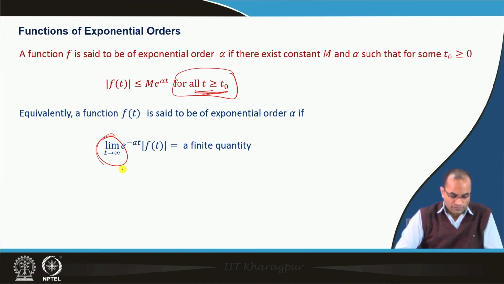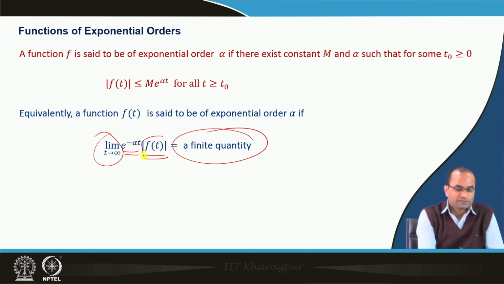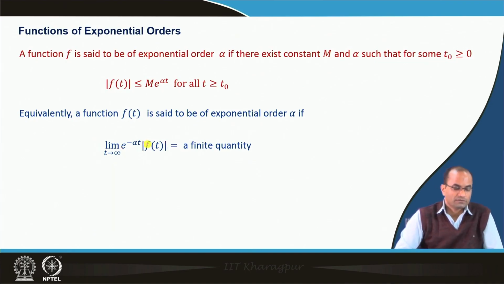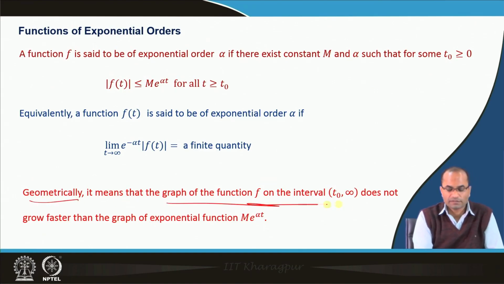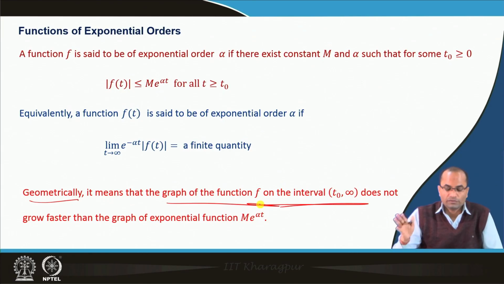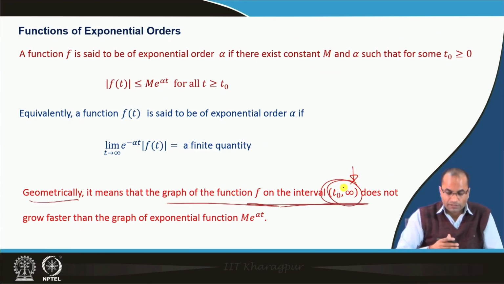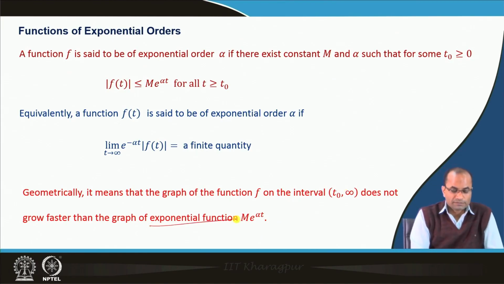For that we are talking about exponential order. So, if this limit, with e^(-αt) multiplied by f(t), is a finite quantity, that means the function f(t) is of the same order as e^(αt), and then we call the function of exponential order. Geometrically, it means that the graph of the function f in the interval from t₀ to infinity, so again the important point is this infinity, does not grow faster than the graph of the exponential function.